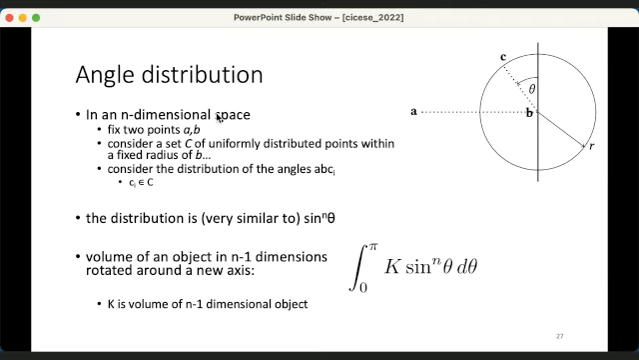But the important point is the way that this distribution happens. When you look at that picture in 2D, it's going to be a uniform distribution all the way around between 0 and pi. Okay. But it's not. So the distribution is actually very similar to this function sine to the n of theta, where n is the number of dimensions.